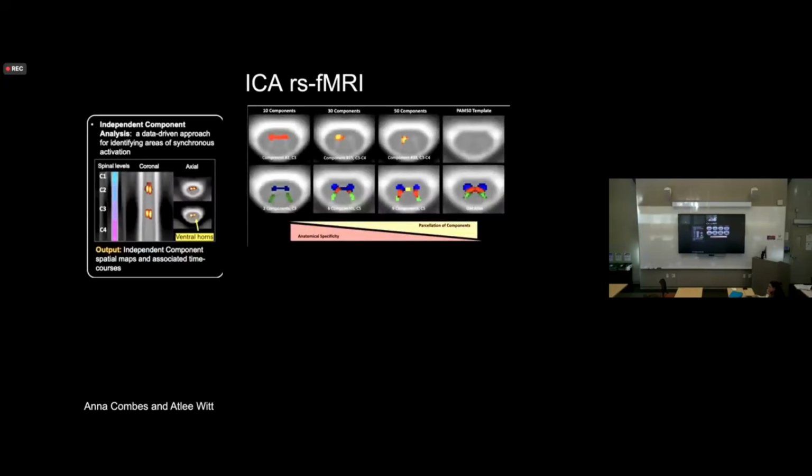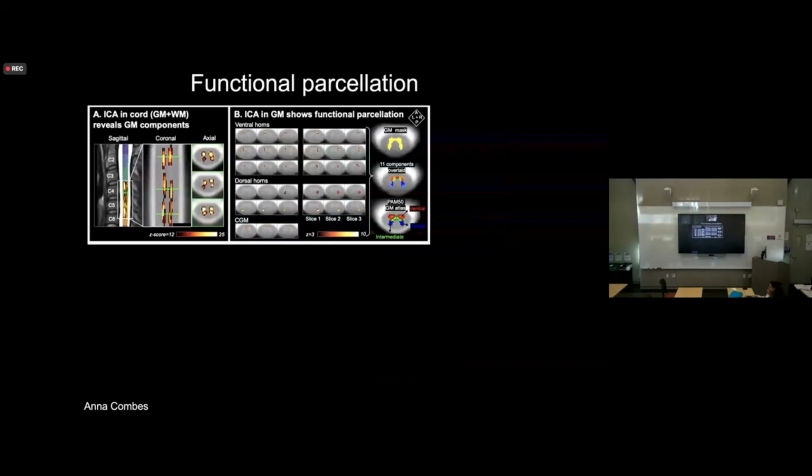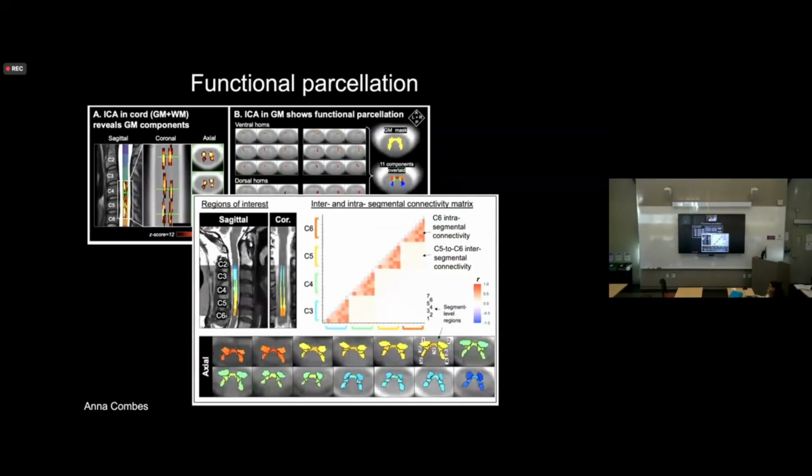But when we start to look at ICA and look at the individual components of the spinal cord, we can start to identify the different areas of the gray matter and the components from the functional connectivity in such a way that we can look at the ventral, the middle leg between the ventral and the dorsal, both left and right, and also the central gray matter. And what's interesting is when we start to look at those features, we can identify and basically parcellate the gray matter within levels and between levels of the spinal cord.